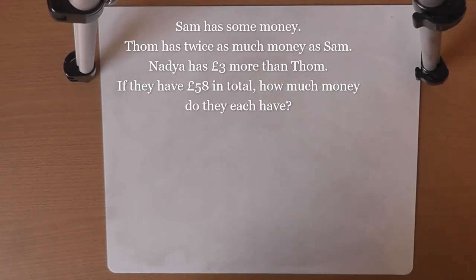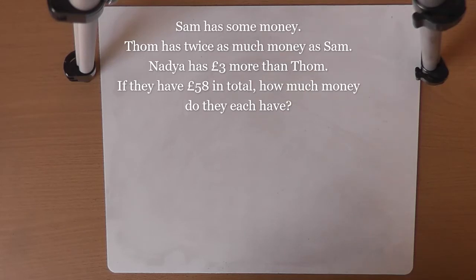Now, granted, there is nothing in this question that says this is an algebra question, but Sam has some money. We don't know how much money Sam has. That is the unknown. The amount of money that Tom has hinges on the amount of money that Sam has, and the amount of money that Nadia has hinges on the amount of money that Tom has, which hinges on the amount of money that Sam has. So really it all hinges on that one unknown at the start of the question. And if we have an unknown value that we need to find to work out all the others, that suggests we need to use some sort of algebra, because we could easily write a number for the amount of money that Sam has. However, we're going to go through those steps.